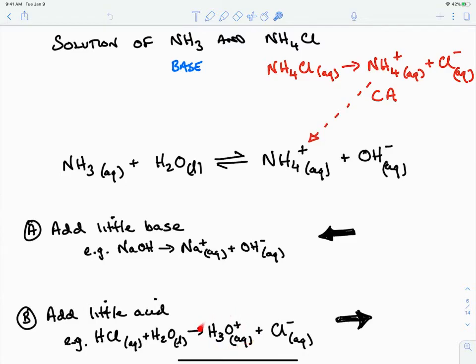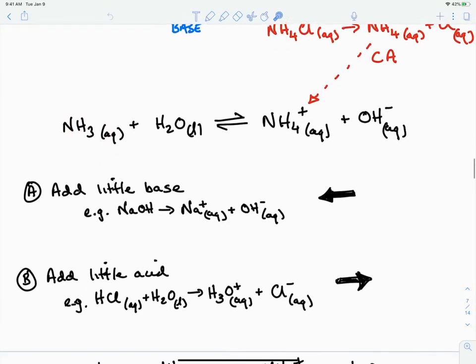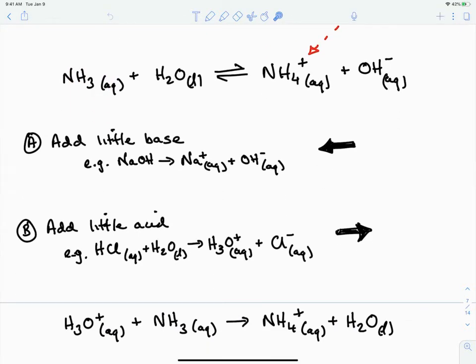And so this hydronium ion, what's this hydronium ion going to do? Well, it's going to act as an acid, and so it's going to react with this base over here. So effectively, on the left hand side of the equation here, this ammonia is going to react with this newly added H3O+, and the reaction is going to move to the right and it's going to produce NH4+, which is in fact the conjugate acid, plus some water.